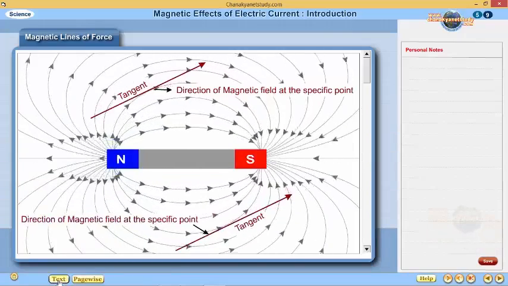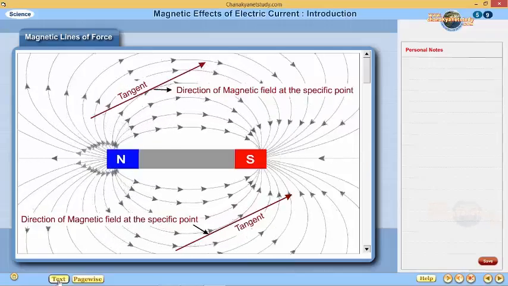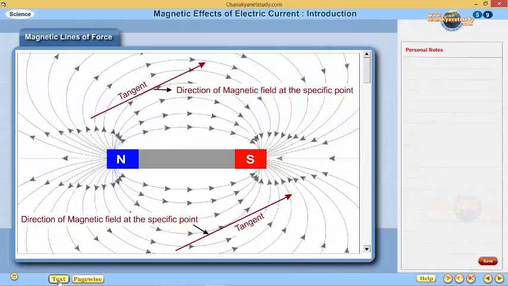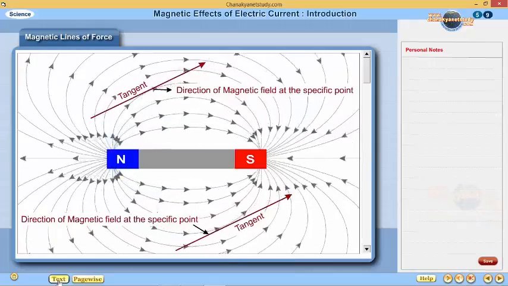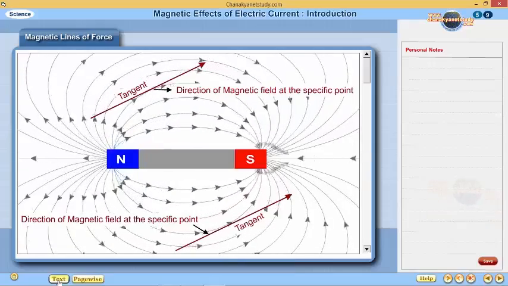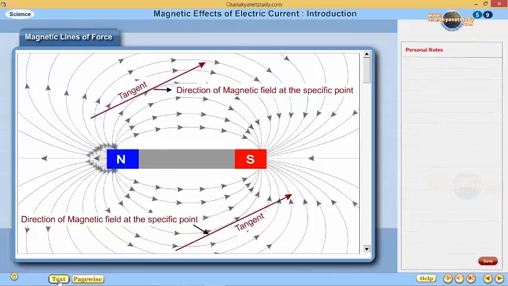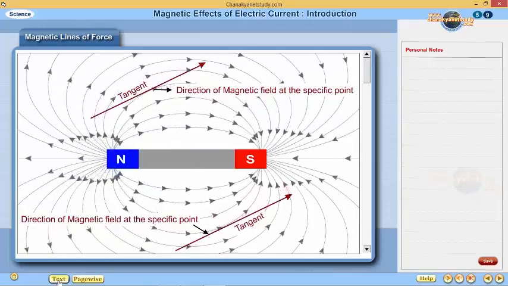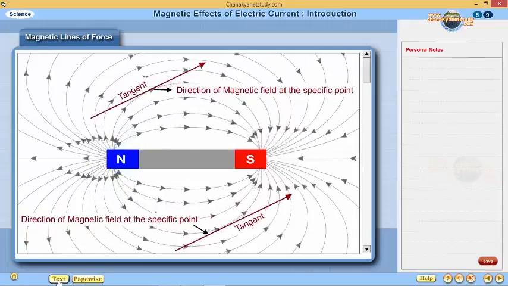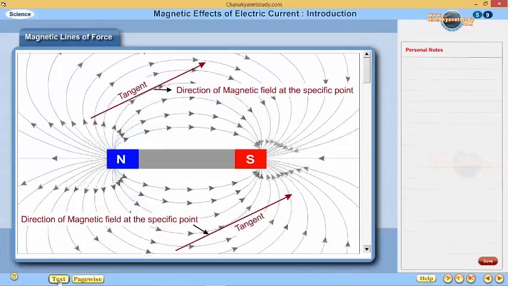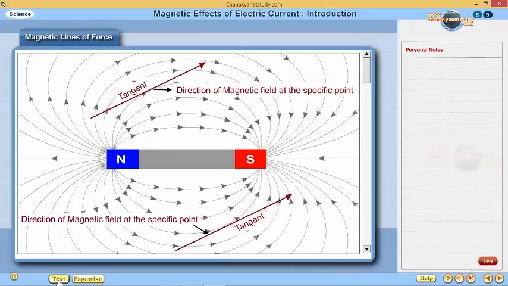The tangent at any point on the magnetic lines of force gives the direction of the magnetic field at that point. No two magnetic lines of force can intersect each other. Magnetic lines of force are crowded where the magnetic field is strong and far from each other where the field is weak.